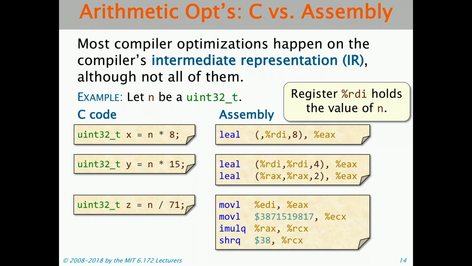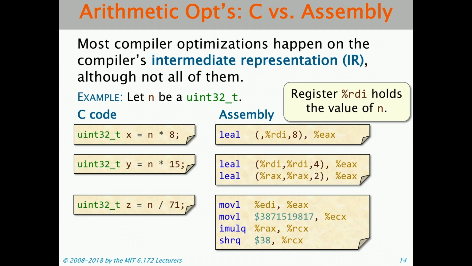How about the next one? Multiply by 15 turns into these two LEA instructions. Can anyone tell me how these work? You're basically multiplying by 5 and multiplying by 3. Exactly right. We can step through this as well. If we look at the first LEA instruction, we take RDI, which stores the value n. We multiply that by 4. We add it to the original value of RDI. And so that computes 4 times n plus n, which is 5 times n. And that result gets stored into EAX. Good. We've effectively multiplied by 5.